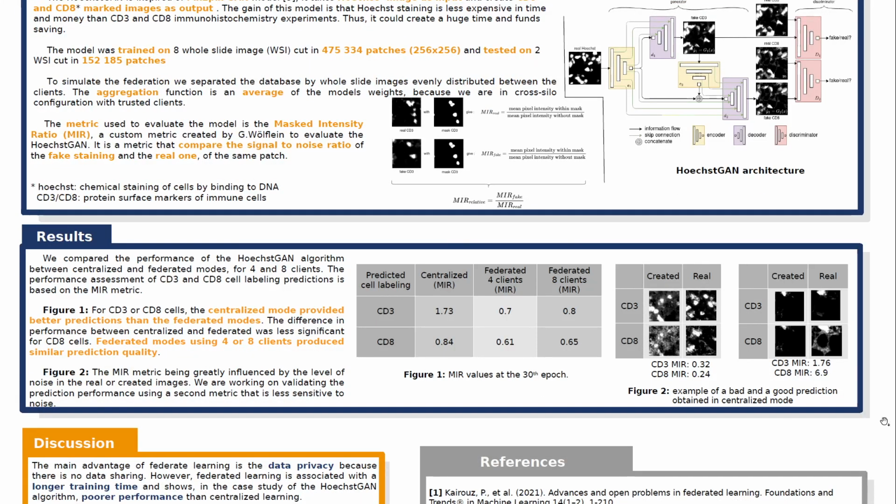As I told before, we tested the model in centralized, in federated with 4 clients and in federated with 8 clients. Here in the table we can see the MIR values of the 3 models. Basically what we can conclude is that the centralized model has better results than the federated ones, and that the federated with 4 clients and federated with 8 clients don't have much of a difference in terms of results.